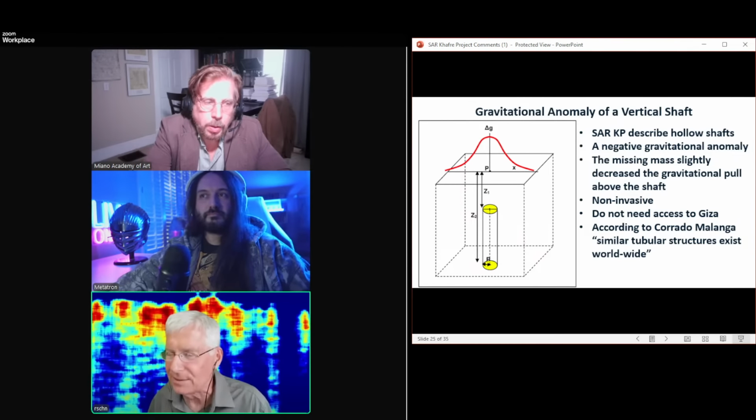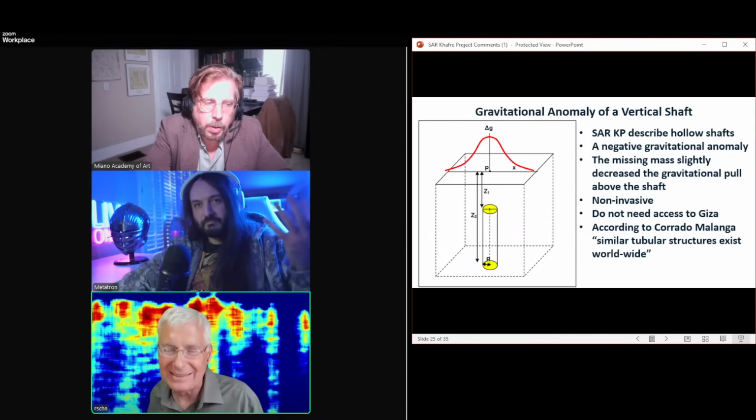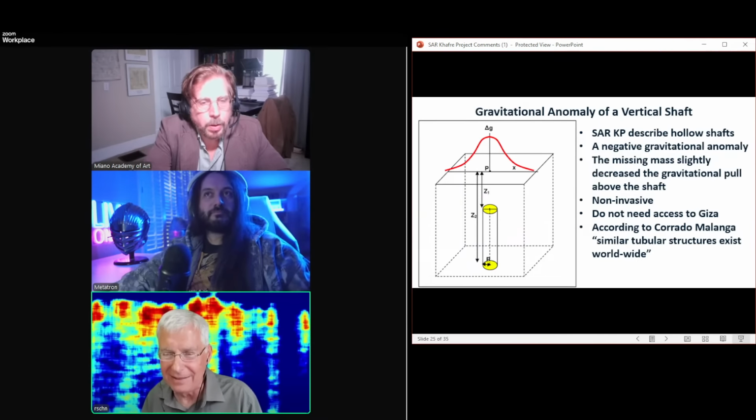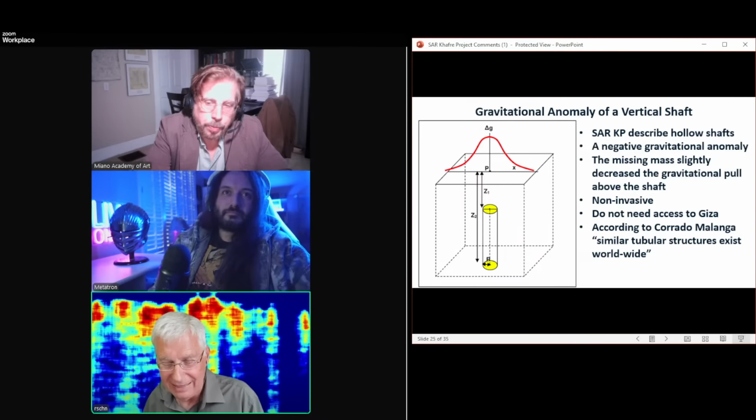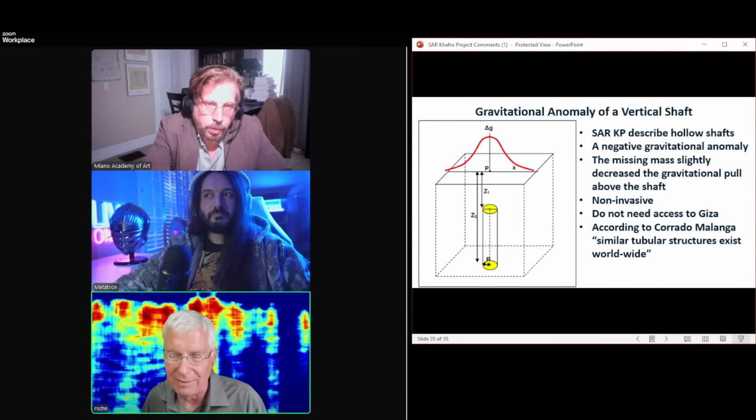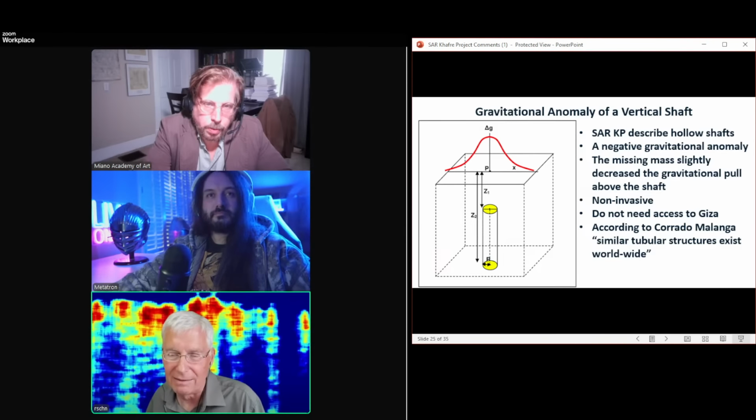Now, they also said that these structures exist all over the planet because they're going to come back and say, well, we wish we could do that, but we don't have access to Giza. Well, they don't need access to Giza because they've already identified that these structures exist at other locations around the planet. And I'm assuming one of those they're going to have access to. And all they got to do is rent this. It's like $150 a day to go out there. They could do this in a day. They could measure that, and they should come back with a gravitational anomaly. That's the way in which they would verify that it's there.